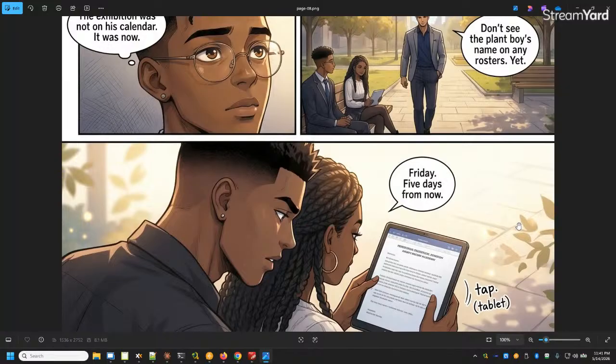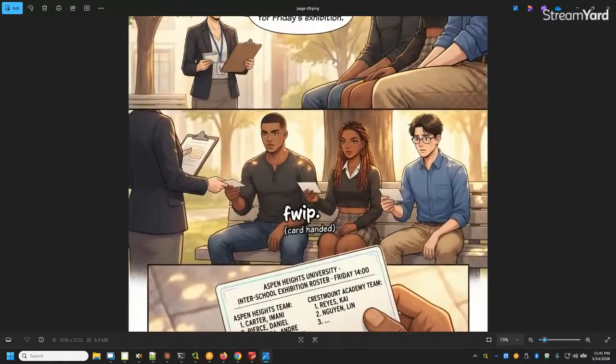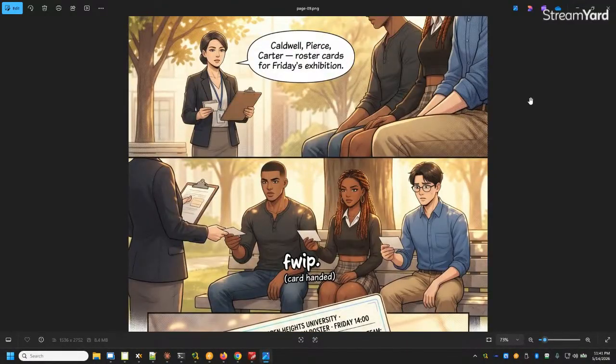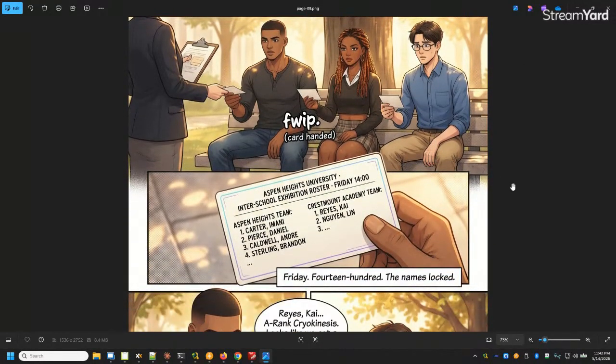Why is Daniel standing behind him, Monty? I guess he's trying to have a look. And again, the bot doesn't know how to do an over the shoulder look. Hardware Pierce, Carter, roster cards for Friday's exhibition. And Andre is white again. And Imani has changed clothes.